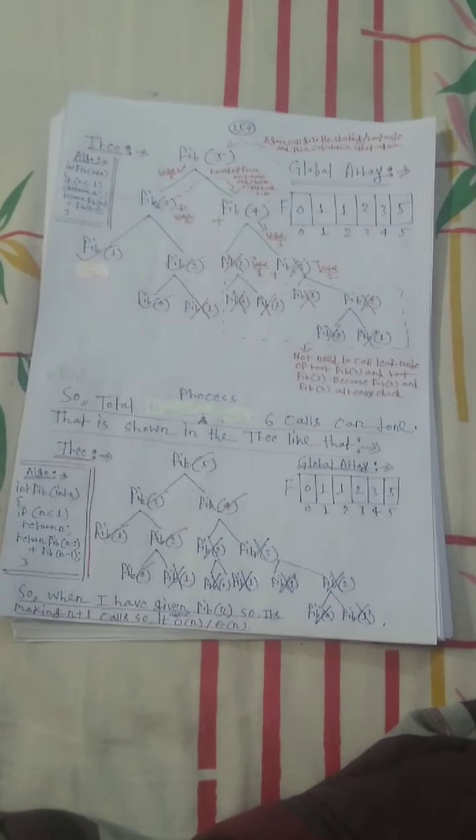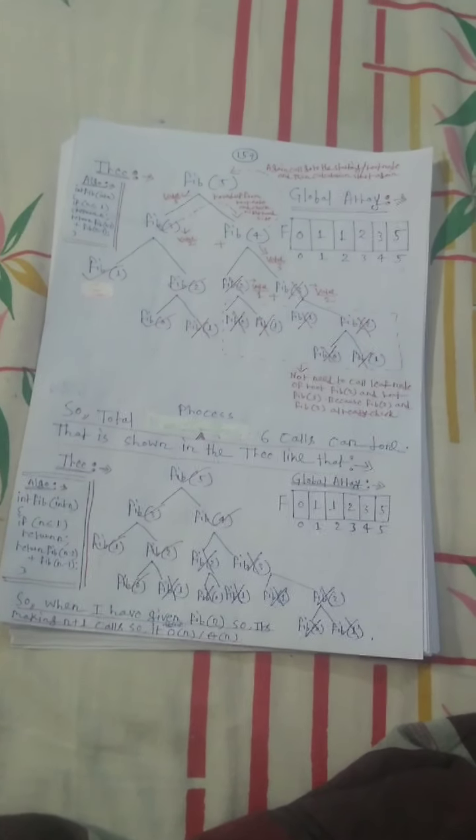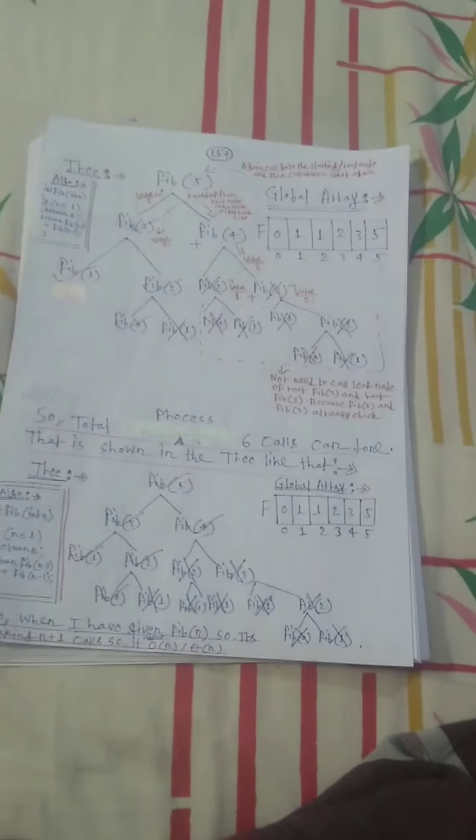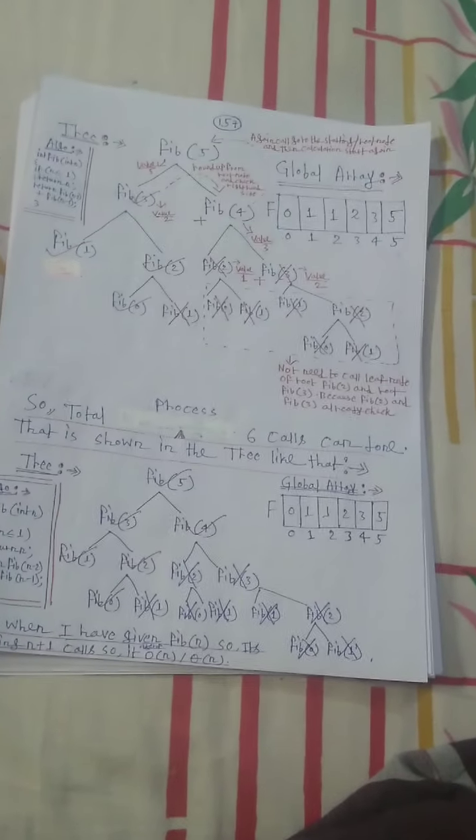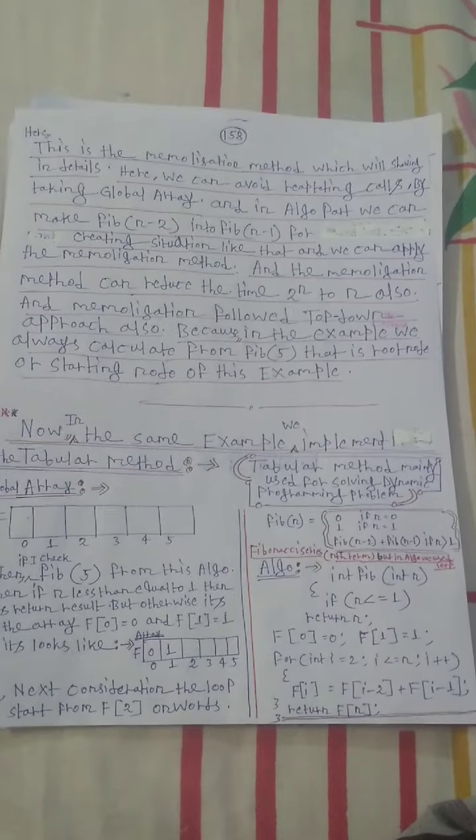So here we can reduce the value, because previously we saw that the time taken was order of n square, or order of 2 to the power n, and now it comes to order of n. So we can reduce this part. So this is the memoization method, which is shown in detail.